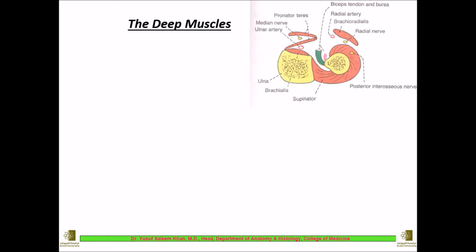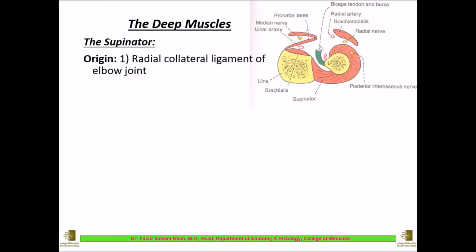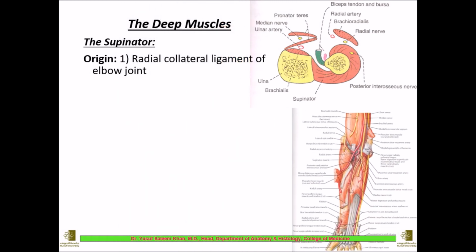Now let's discuss the deep muscles, or the 5 muscles which are there in the extensor compartment of the forearm. The first muscle and the smallest muscle among these deep muscles will be the supinator. Supinator is a very important muscle which helps in supination of the forearm. This will be taking origin from the radial collateral ligament of the elbow joint. So there will be radial as well as the ulnar collateral ligament.